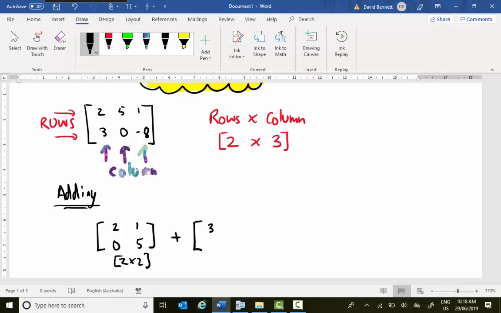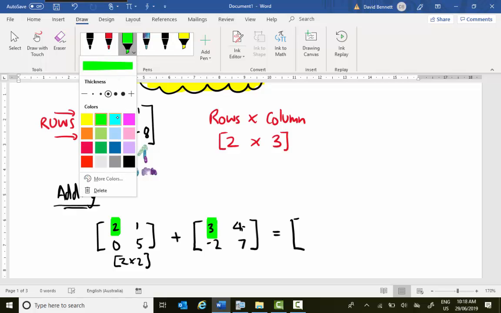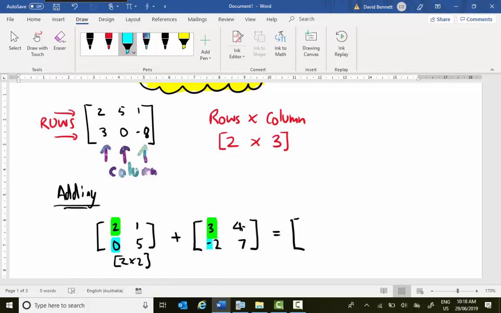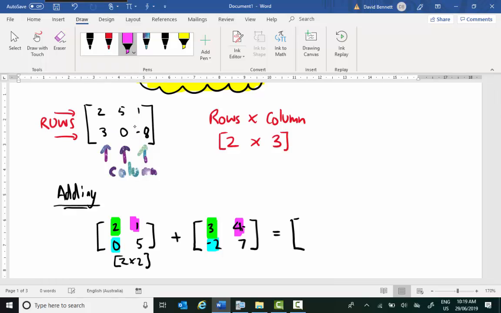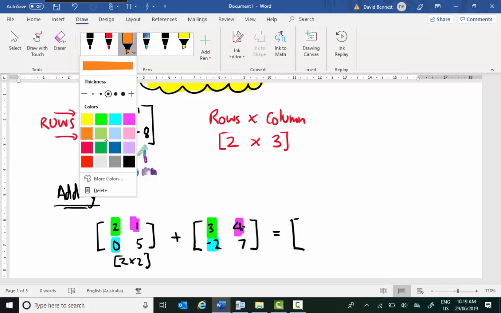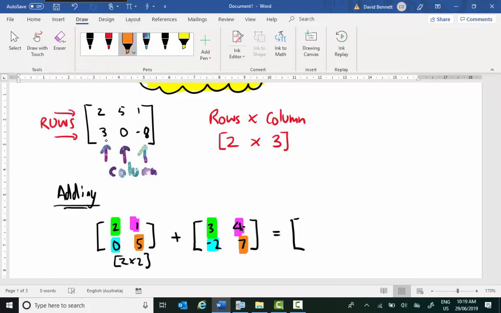So let's go 3, 4, -2, and 7. All right, so when I add those two matrices together, what I'm doing is I'm looking at that term there with that term there. I'm looking at this term here with this term here. I'm looking at this term here with that term there. And then I'm looking at this term here with this term here, and it's simply just adding numbers together.